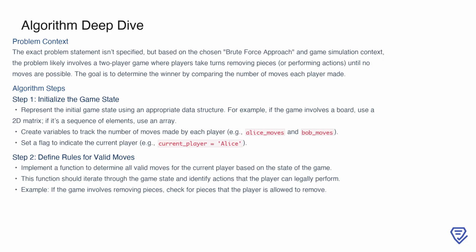Next, we define the rules for valid moves. A function will iterate through the game state, checking whether the current player can perform specific actions. For example, if it's a piece removal game, the rules might specify which pieces the player is allowed to remove. Establishing these rules clearly ensures that each action is legal and aligns with the game's mechanics.